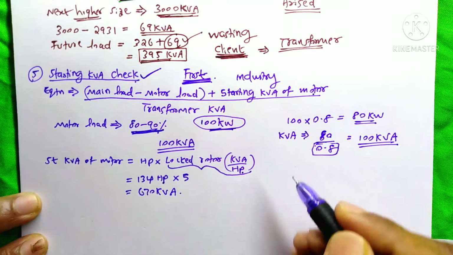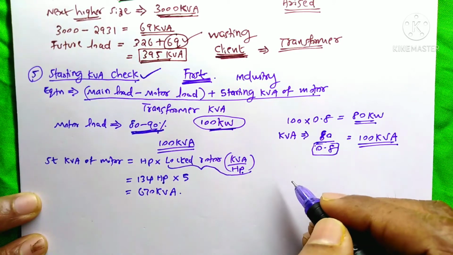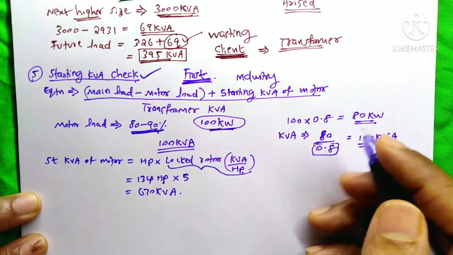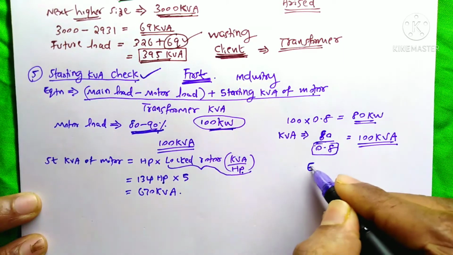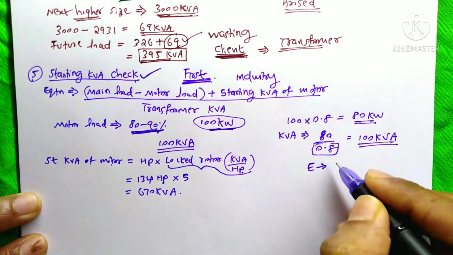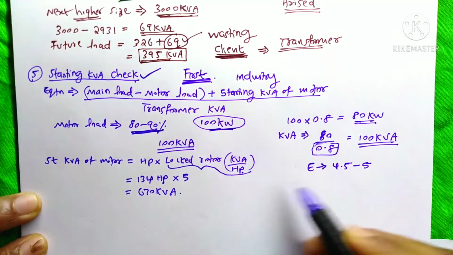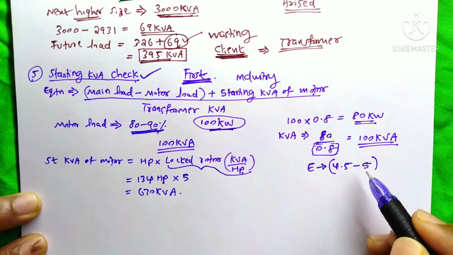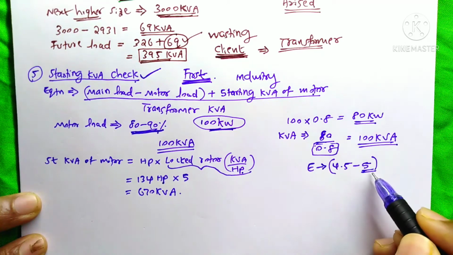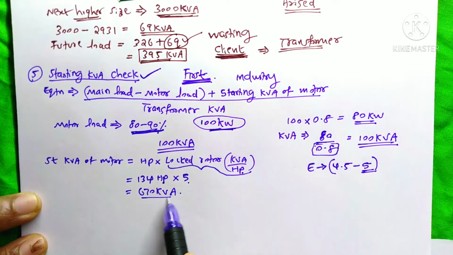It depends on the NEMA code letter of the motor. On the motor nameplate, you can see the NEMA code letter. It may be B, C, D, E, just like that. Here I just consider my motor's NEMA code is E. For the E code letter, the locked rotor kVA by HP is approximately 4.5 to 5. Here I need to consider the maximum value. So here 134 HP into 5. That means 670 kVA. It is the starting kVA of motor.